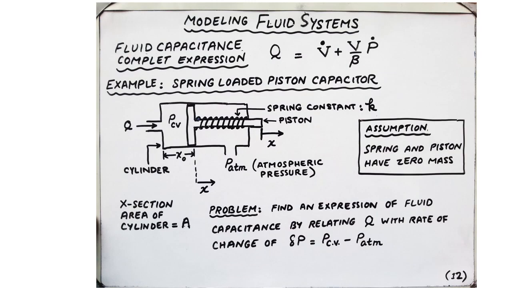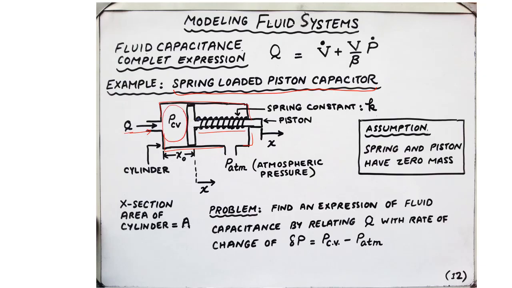complicated fluid-based actuation systems. It is an example of a spring-loaded piston capacitor. What we have over here is a piston which is loaded by a spring, and both the spring and the piston are enclosed in a cylindrical housing. To actuate this system, we're going to pump some fluid, for example air, with a flow rate Q, and it is going to develop some pressure in this section.